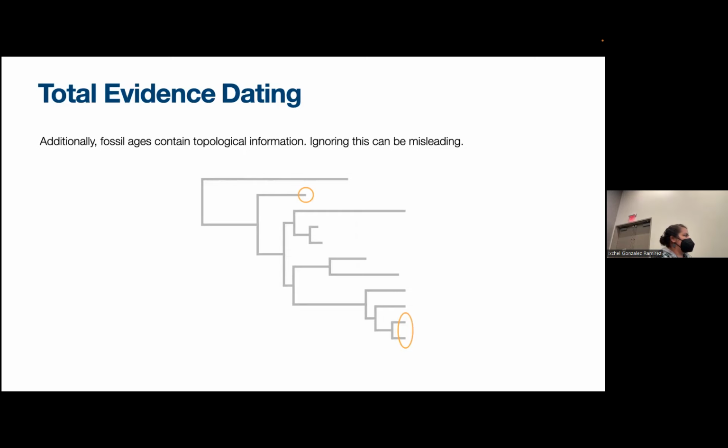Let's say I have this group in orange and this group in orange down here. And let's say that they are similar. If I were to use node dating, I probably would be tempted to put this fossil here, right? But the age of a group also carries information about the relationships. Because if my analysis is estimating everything at the same time, it will see that the age of this group is very old compared to the age of this group. So it's going to have a high cost of putting this group with this group if the age doesn't match.